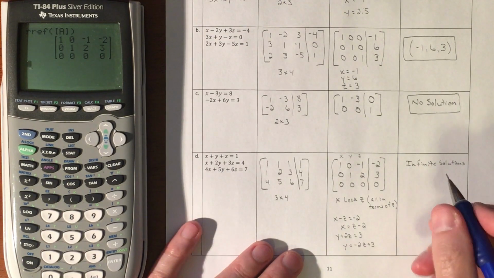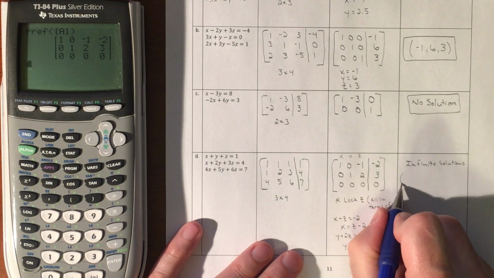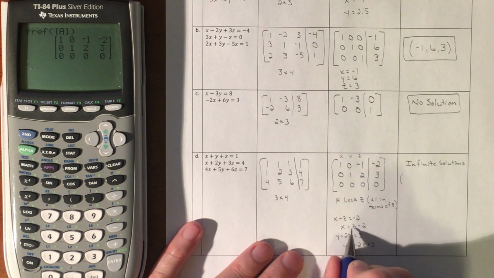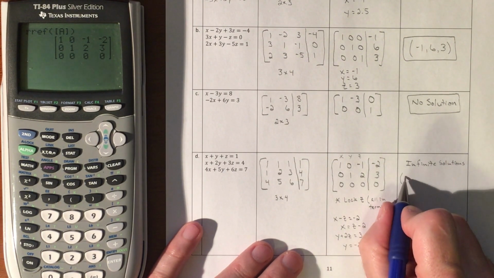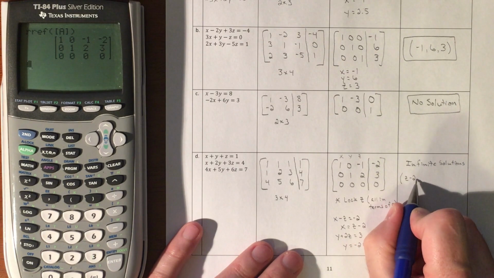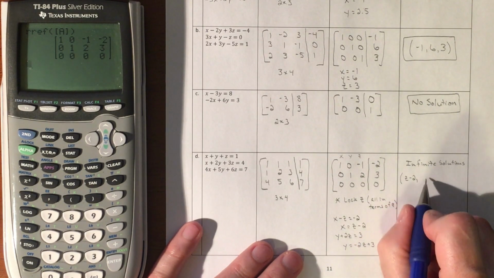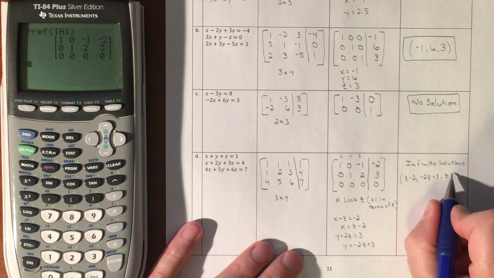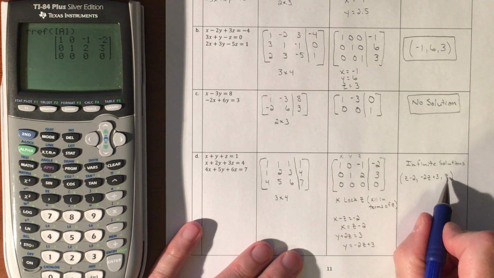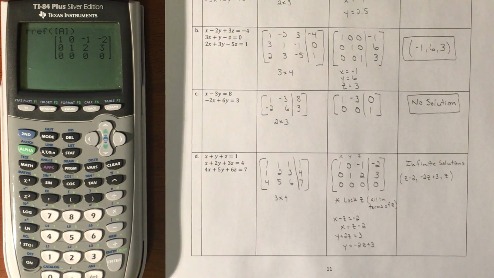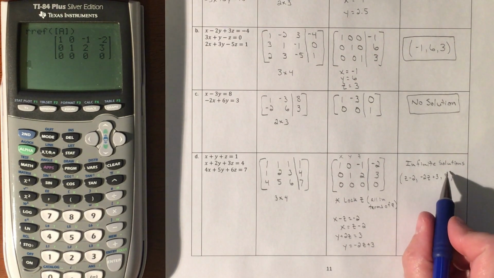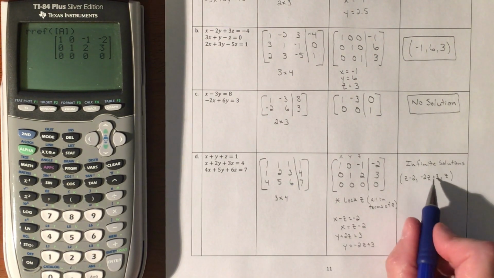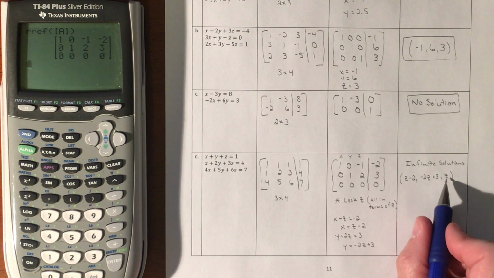And so here's what your answer looks like. Your x value is actually z minus 2. Your y value is -2z plus 3, and your z value is just your z value. So as z changes, your infinite solutions aren't just random infinite solutions. They're all dependent upon each other. So as z changes, it changes these values to a very specific combination.